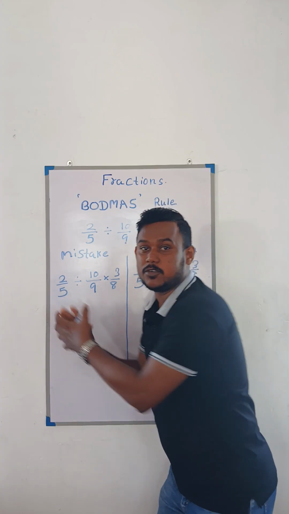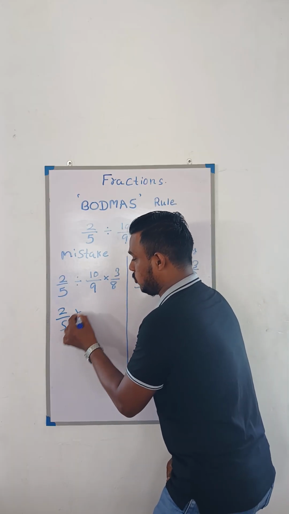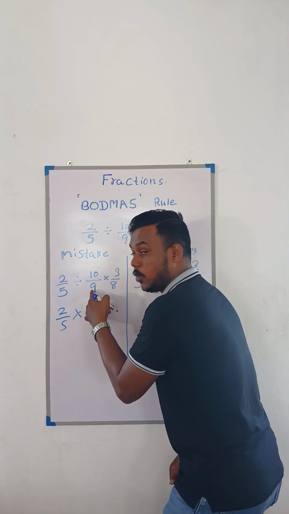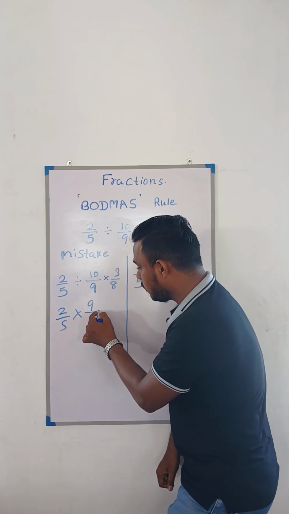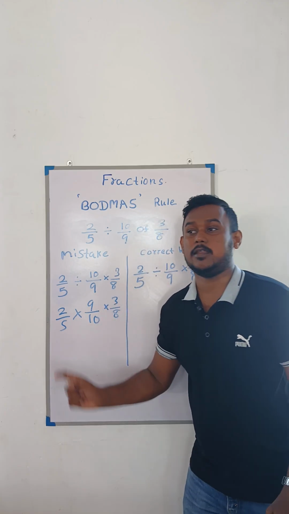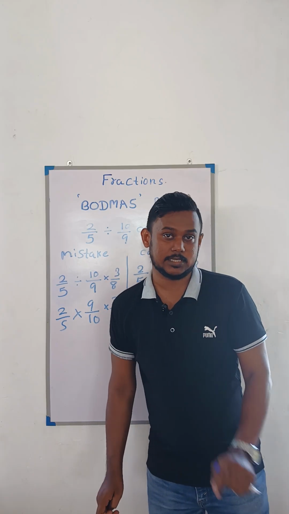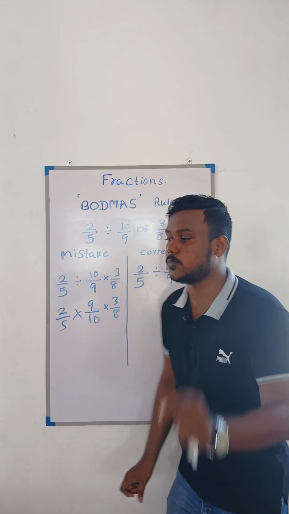So, you might think that we should give priority to division, isn't it? We have to simplify it from left to right. So, you might think that we have to convert this division into multiplication. So, you have to take the reciprocal here, 9 over 10 into 3 over 8. And if you write it in this way, you will get a wrong answer, children. That is wrong. That's not the correct way to use BODMAS.